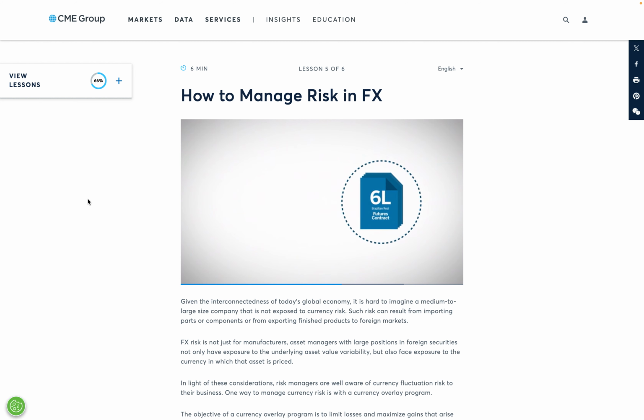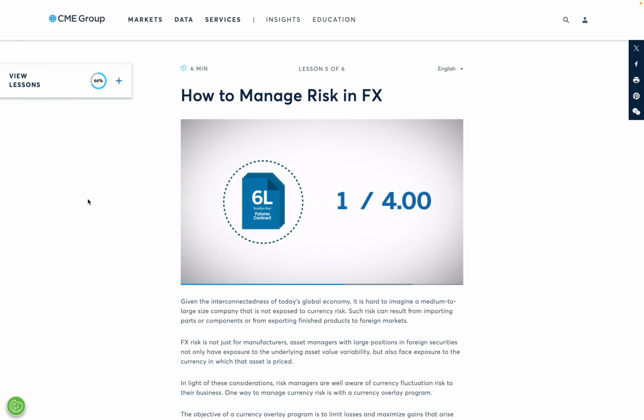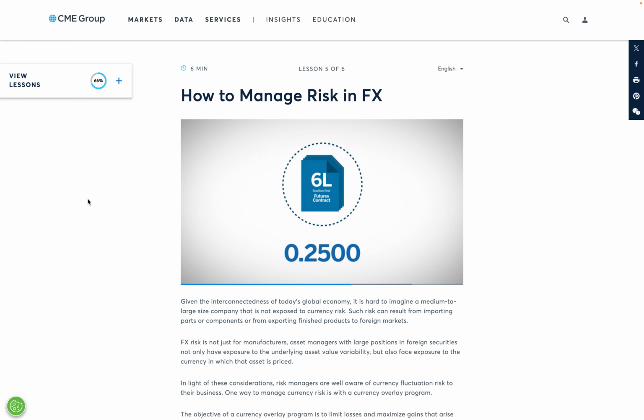BRL USD futures trade at the inverse price to the spot convention. The exchange rate was 4.0, which would be 1 over 4.0, or 0.250. This means our asset manager would buy 400 BRL USD futures at a price point of 25000.